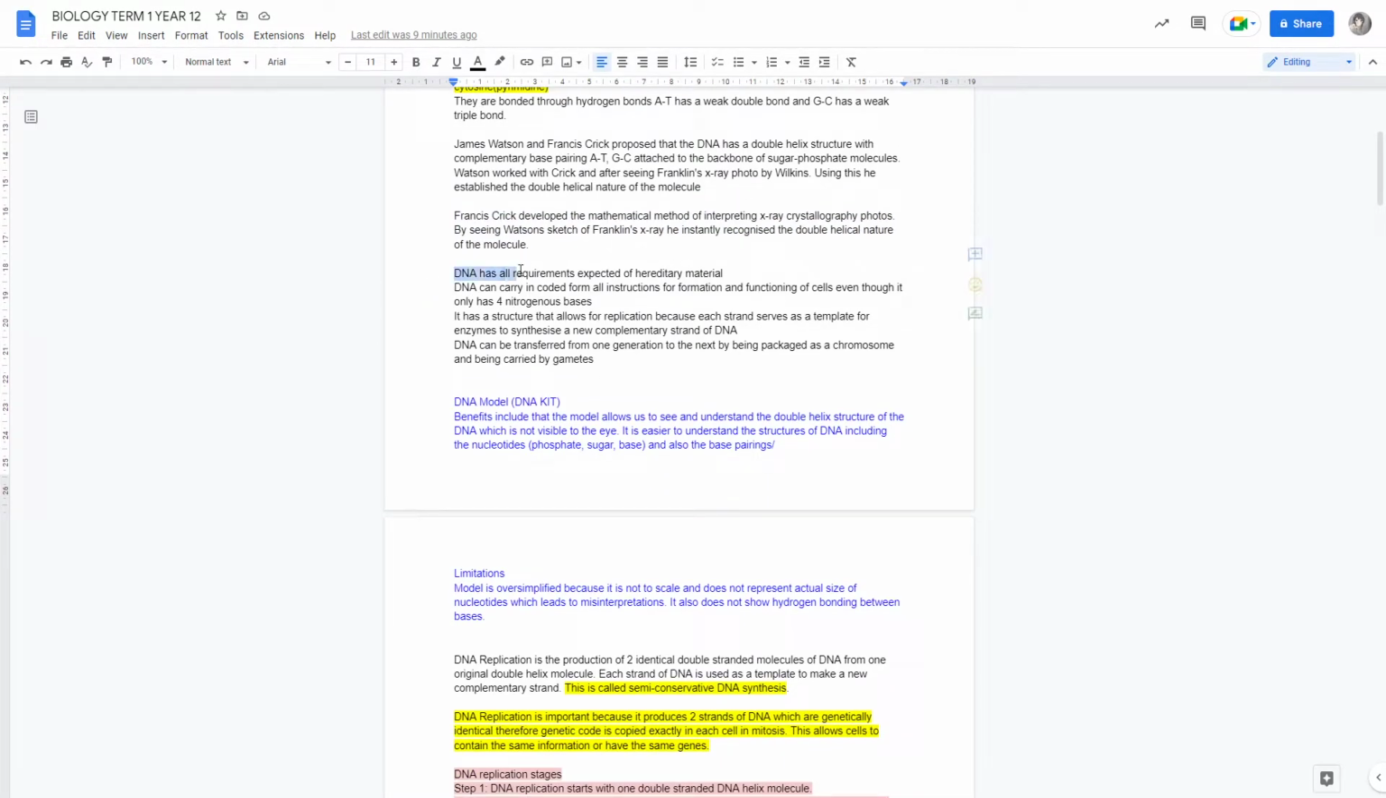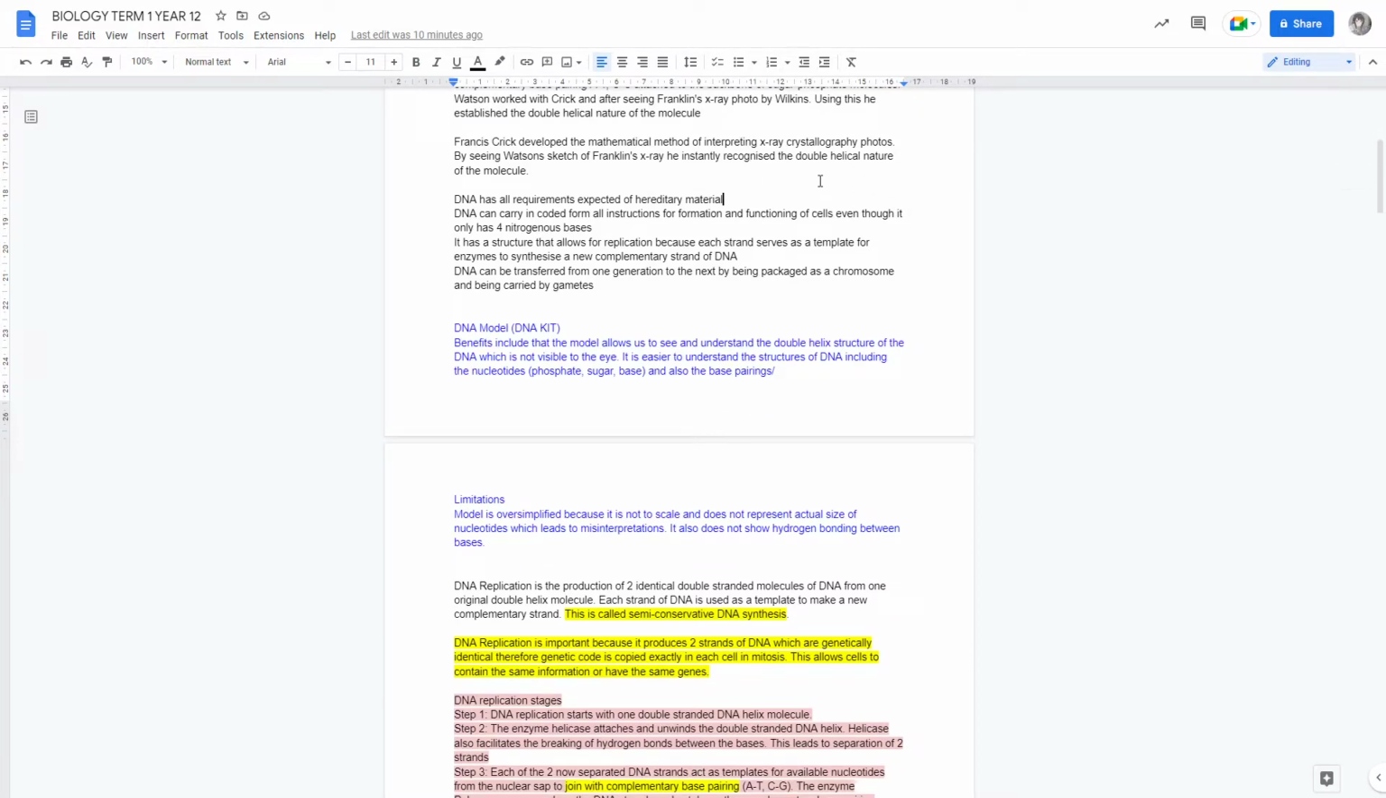Now, DNA has all the requirements expected of hereditary material, all requirements expected of something that can be taken from your parents. It can be coded in coded form through the 4 nitrogen bases, and this allows it to have the instructions for the formation and functioning of cells, even though it only has 4 nitrogen bases. This is important. There's many formations and many functions, and it can do this all with 4 nitrogen bases. We'll look into how it does that through different combinations.